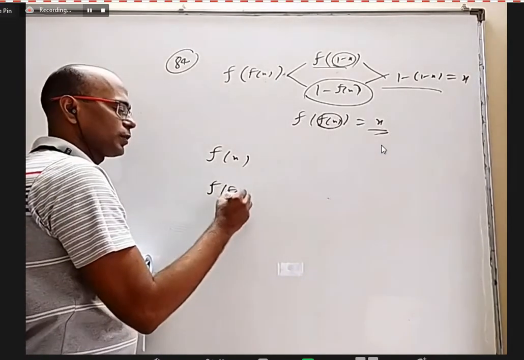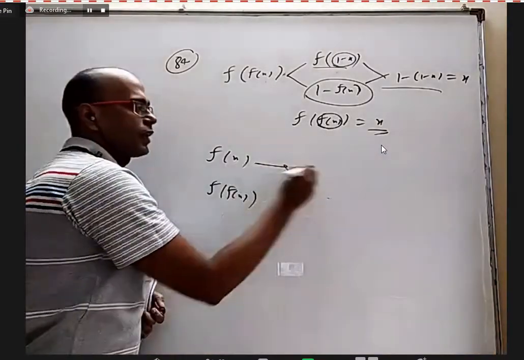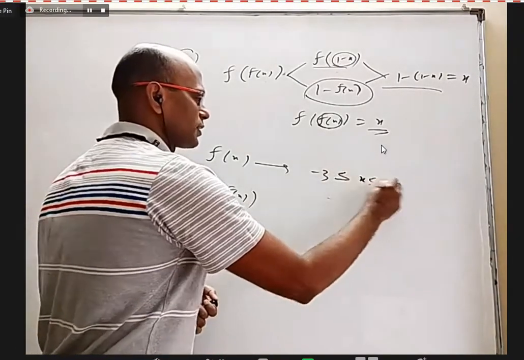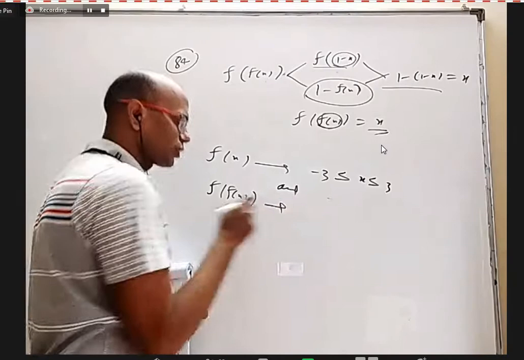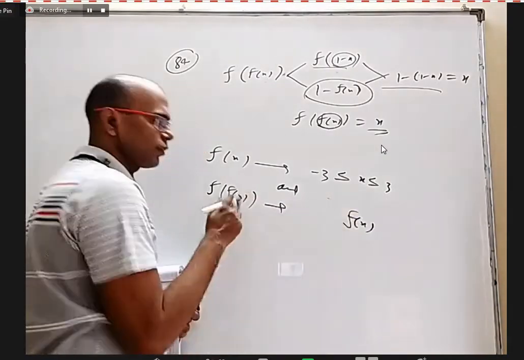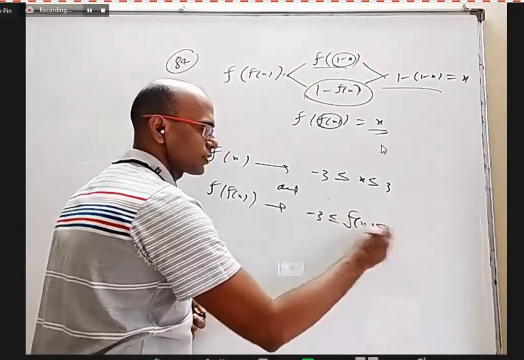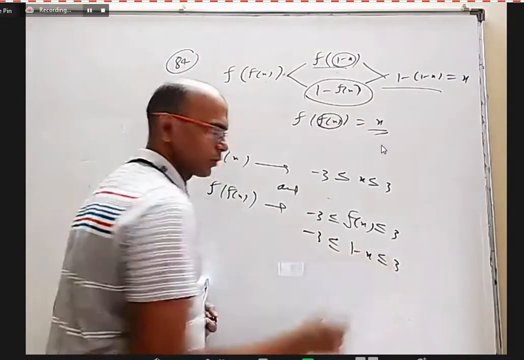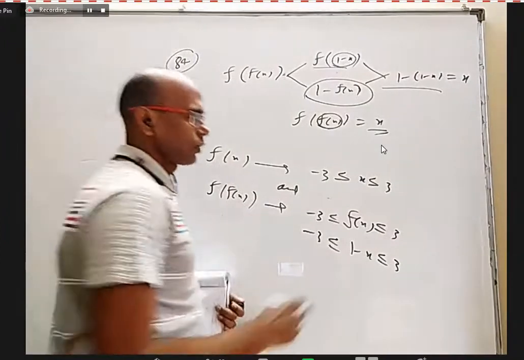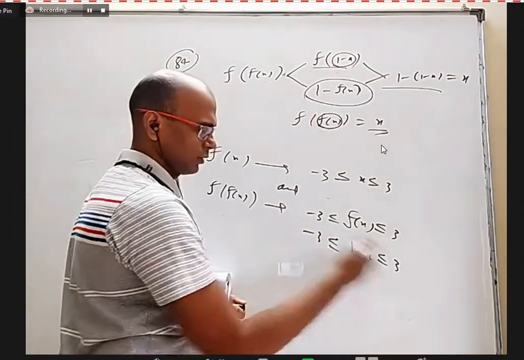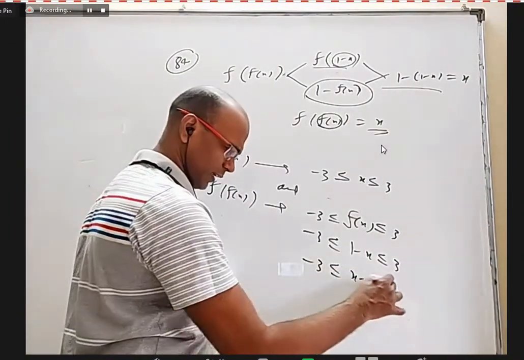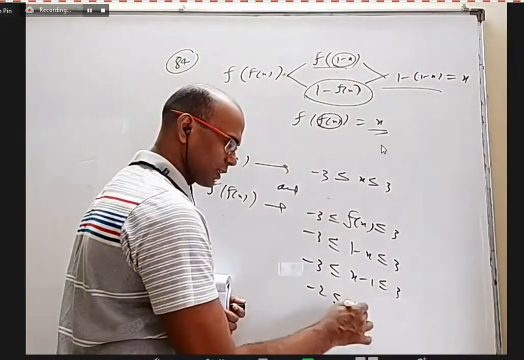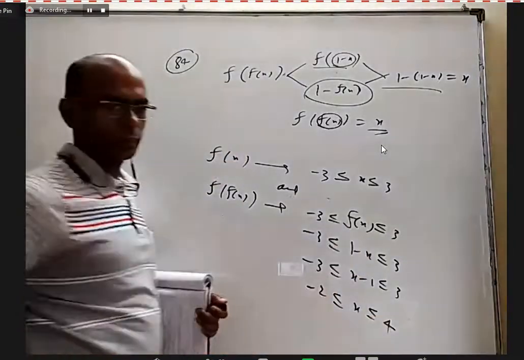So if you want f of f of x to be defined, for the outer f to be defined, what is that? Minus 3 less than or equal to x less than or equal to 3. And for the inner f of x to be defined, it should be between minus 3 to 3. That is minus 3 less than or equal to 1 minus x less than or equal to 3. Now I'll multiply with minus everywhere and we change: minus 3 less than or equal to x minus 1 less than or equal to 3. Add 1. I'll get minus 2 less than or equal to x less than or equal to 4.